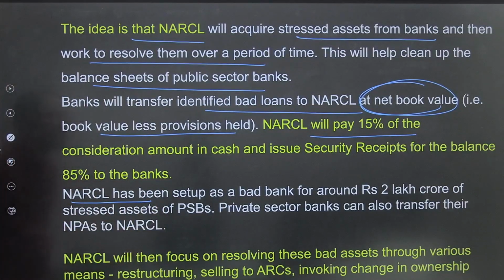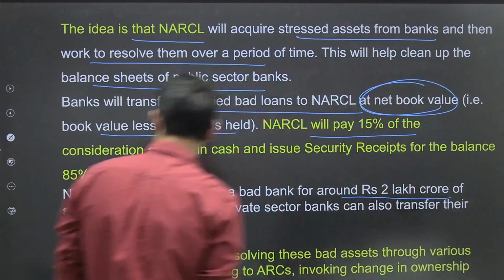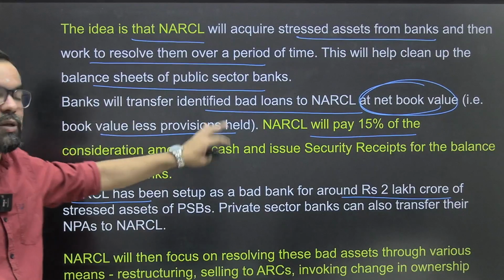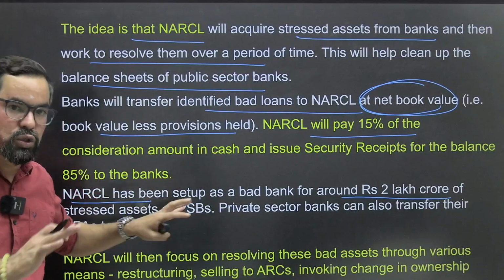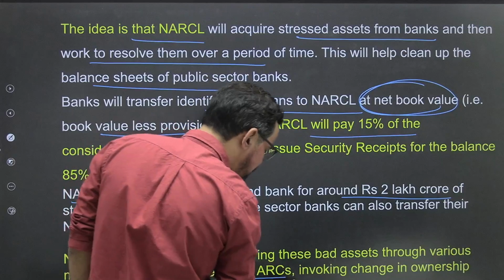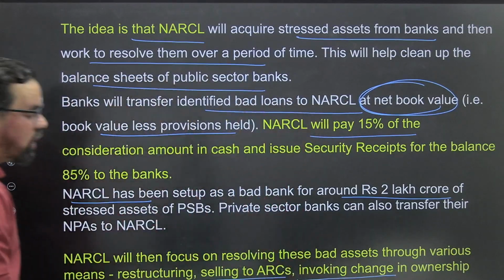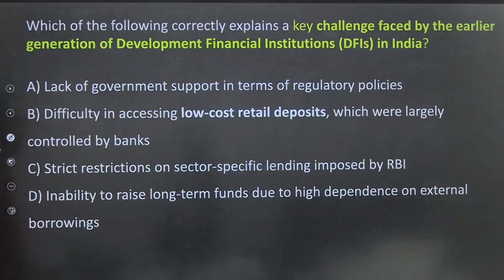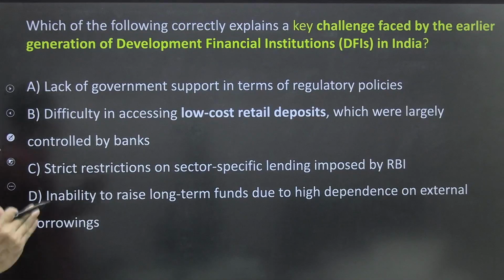NARCL has been set up as a bad bank for around 2 lakh crores of stressed assets of public sector banks. Private sector banks can also transfer their NPAs to NARCL, but the primary objective was public sector banks, though now it is also open to private sector banks. NARCL will then focus on resolving these bad assets through various means like restructuring, selling to ARCs, invoking changes in ownership under the IBC, etc. Okay? So these are some important statements about NARCL.